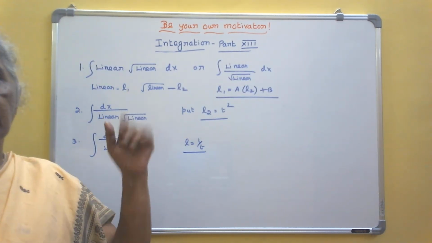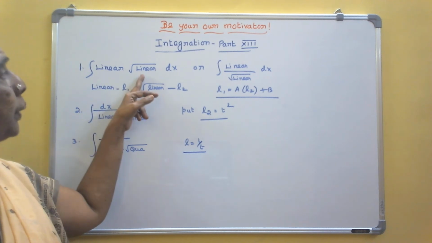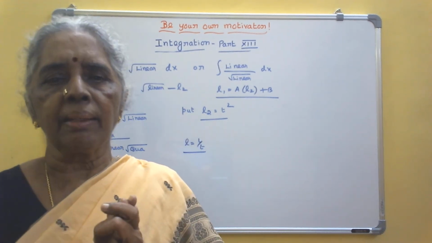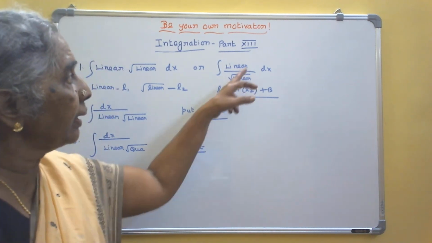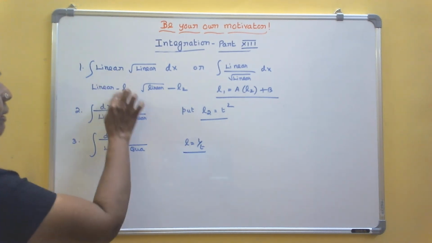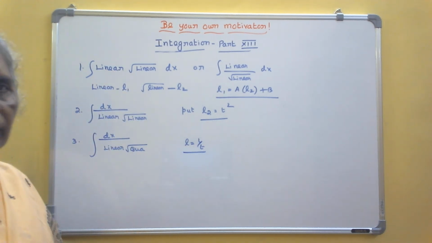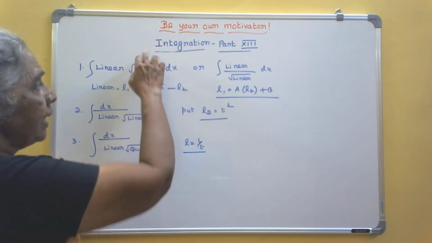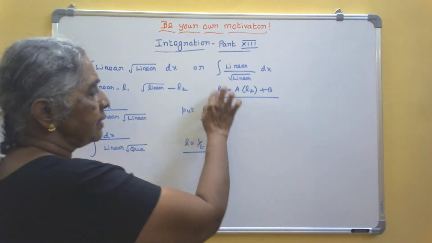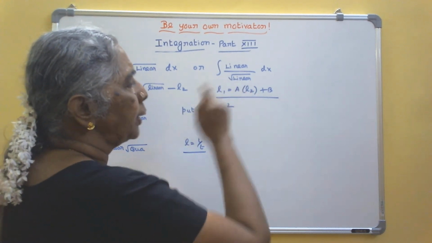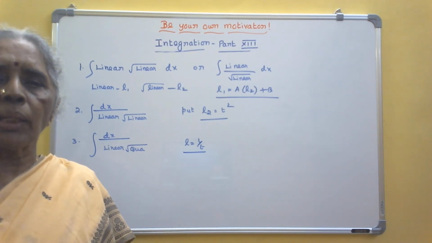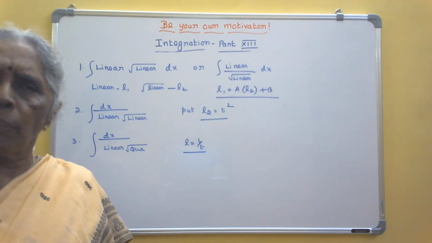If the integral is of the form integral linear into root linear dx, that is there are 2 linear functions. One is normal linear, the other one is within root. Or you can have linear by root linear. If you have this format, the linear, for reference I am putting it as L1, and this linear within the root I call L2. Then only you will have a clear idea. Now you express L1 is equal to A into L2 plus B. Then you equate the coefficients, find the values of A and B, and then proceed. It will be very easy.